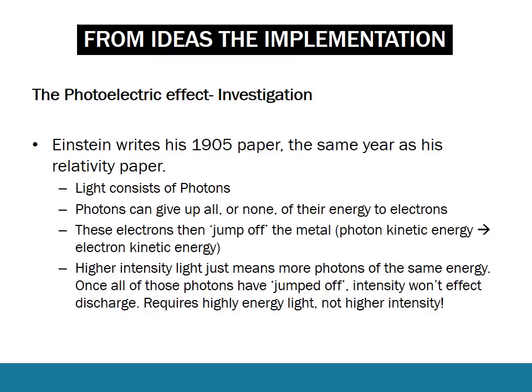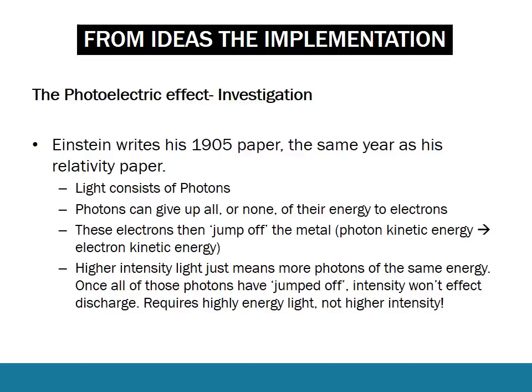Einstein in 1905 releases his paper on the photoelectric effect, in which he goes a bit further. He says that light does consist of photons, and that's not just mathematically true, that's physically true. He says that photons can give up all or none of their energy to electrons that they are incident upon. The electrons can jump off the metal, where the photon kinetic energy is converted to the electron kinetic energy, if the electrons are being bound by energy that's less than the energy given to it by the photon.